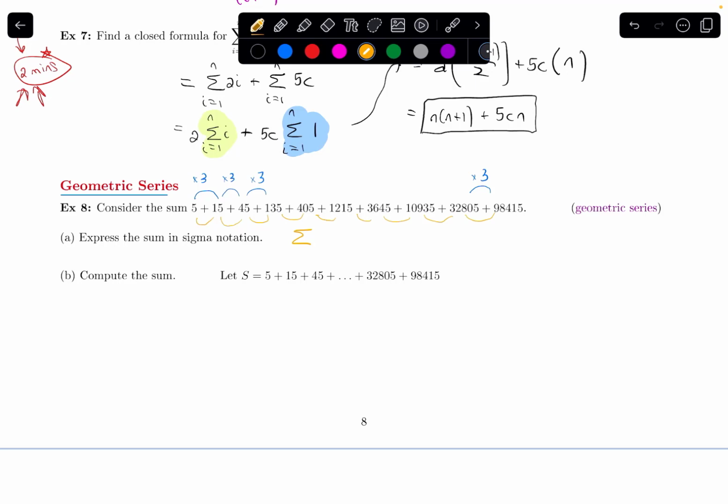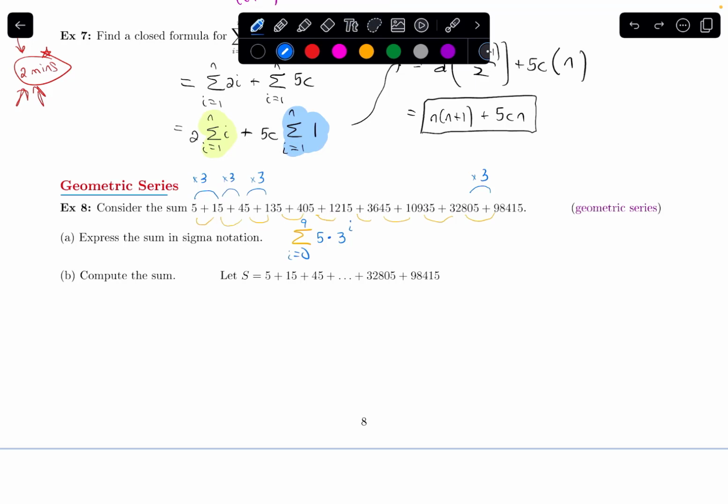So all of my terms look like 5 times a bunch of 3s. So I'm going to write 3 to the i power, where eventually I need i to be 9 to get to the last term. And I need to start by letting i be 0, because the very first term hasn't gotten multiplied by any 3s yet. If I plug in 0, 3 to the 0 is 1. So I do end up getting 5 for the first part.